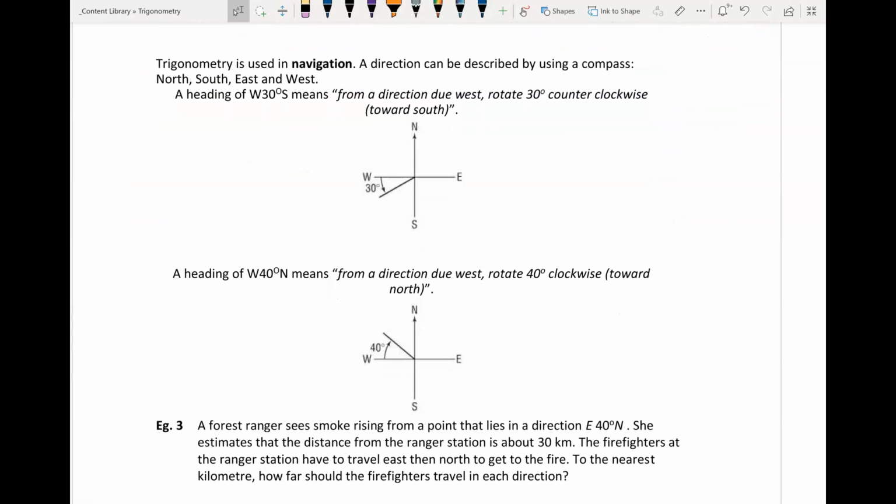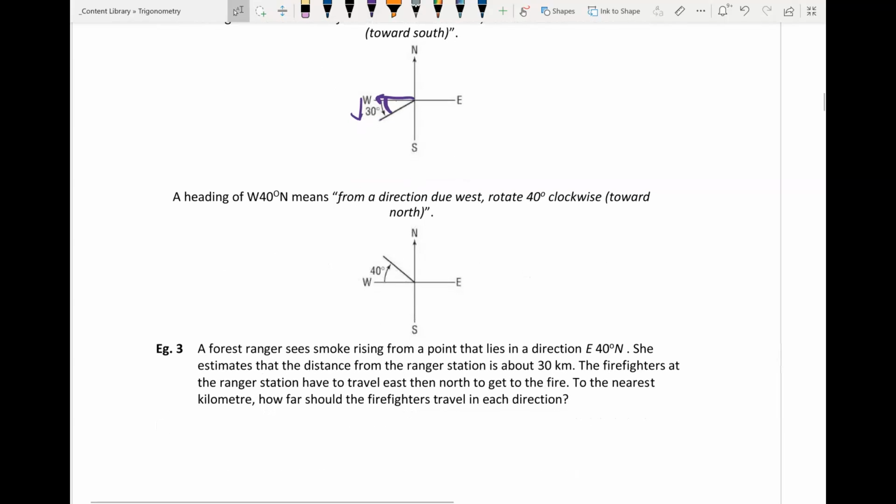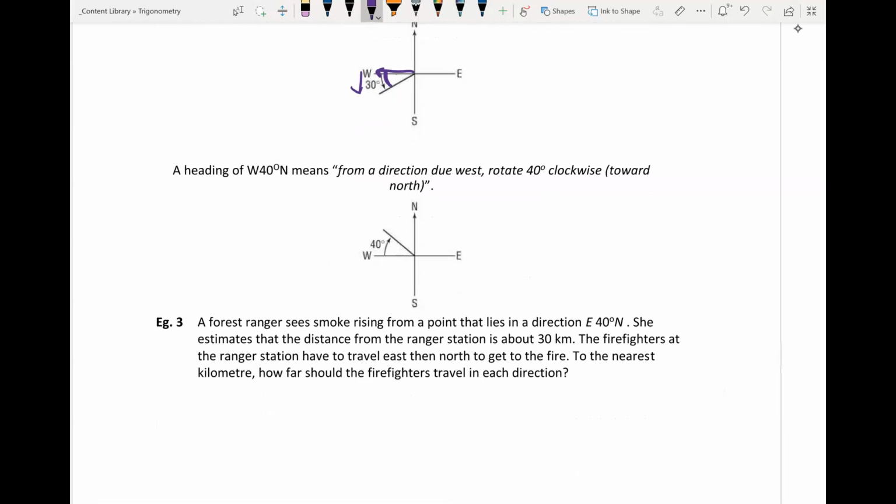So trigonometry is also used in navigation. A direction can be described by using a compass: north, south, east, and west. So a heading of west 30 degrees south means from a direction due west, rotate 30 degrees counterclockwise, or you can say towards south. So that means you're going to go west first and then south, which creates this angle of 30 degrees. A heading of west 40 degrees north means from a direction due west, we are going to rotate 40 degrees north. And that's how you get this angle of 40.